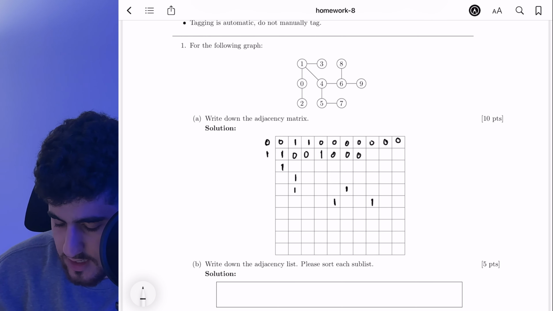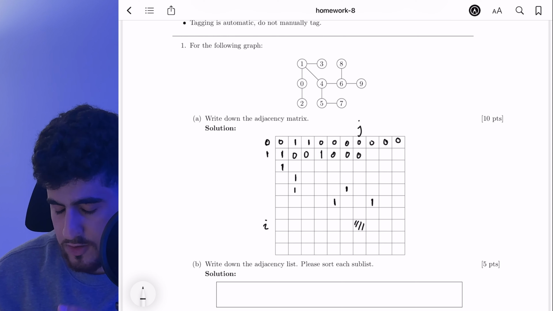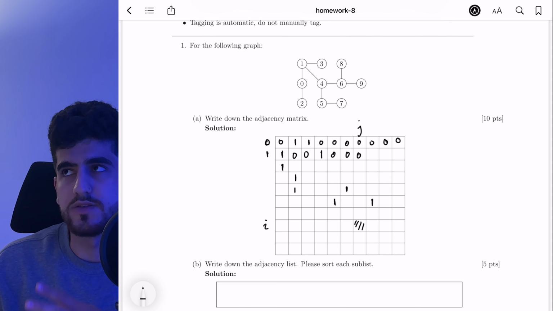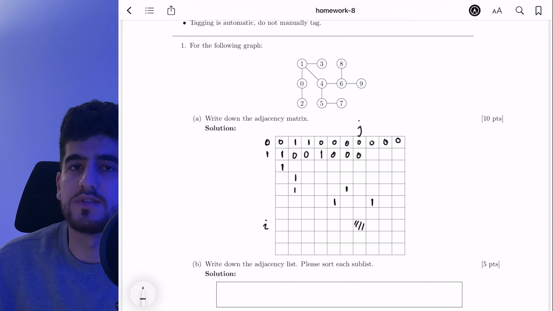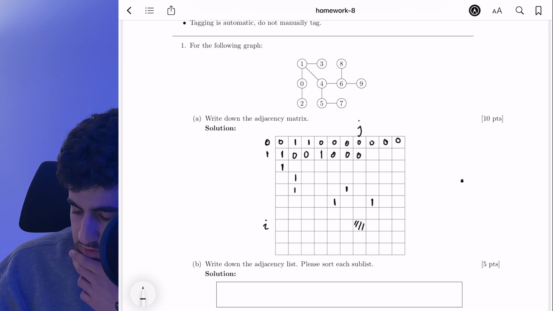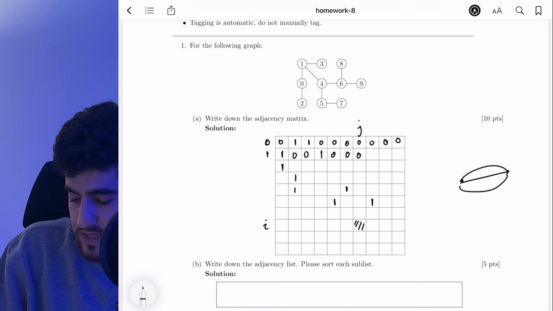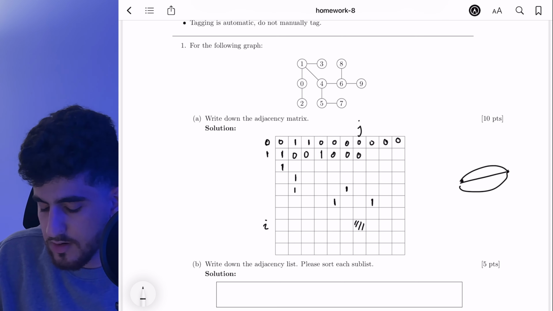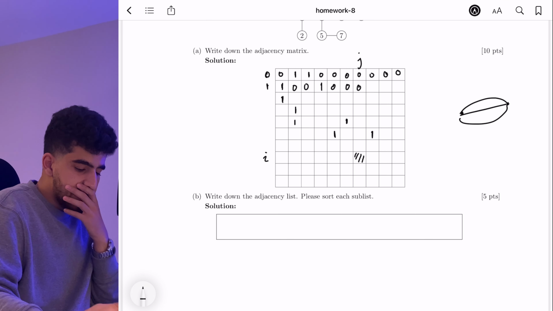For each i and j, you should just check if there is an edge between i and j or not. The exact definition of the adjacency matrix is how many edges there are between these two vertices. Maybe there's more than one edge between these two vertices. For example, if you have two vertices and there are 3 edges between them, then you should write 3 in that cell. That is possible. Yes, in simple graphs, we have at most 1 edge between each two vertices, but in general, it is possible to have more than 1 edge between each two vertices. So that's it about this problem.